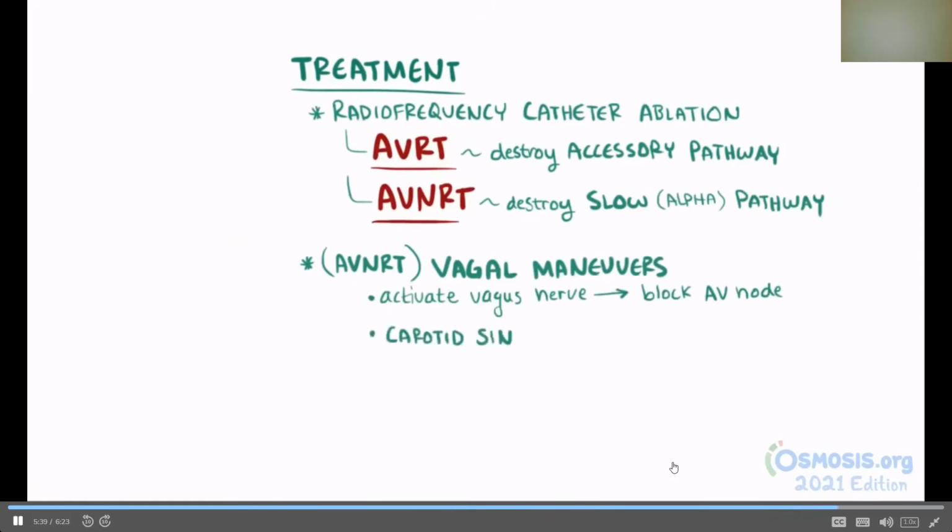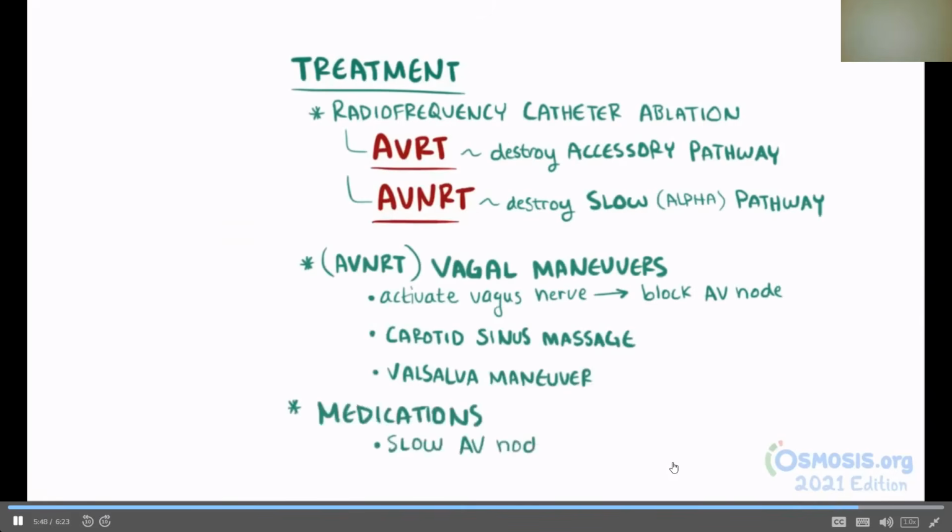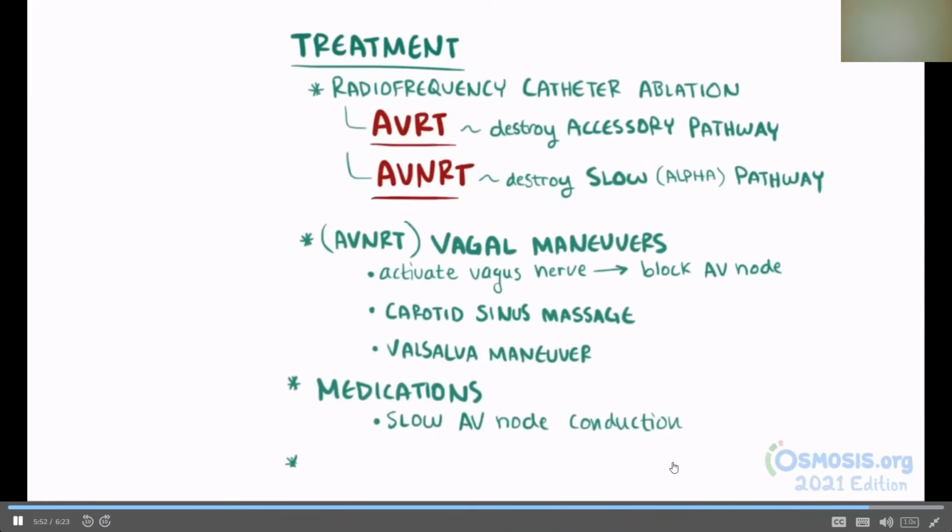Some methods include a carotid sinus massage as well as a Valsalva maneuver, which is forced exhalation against a closed airway. Also, they might use medications to slow AV node conduction. In rare cases where other treatments haven't been effective, though, they might need cardioversion.